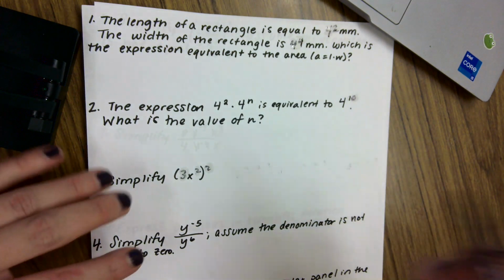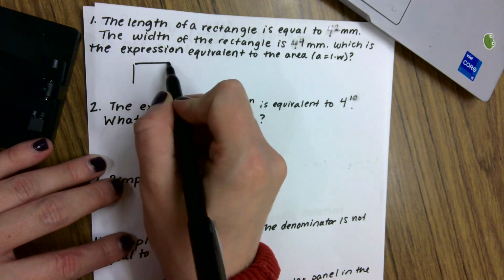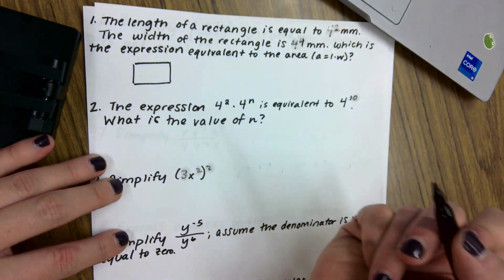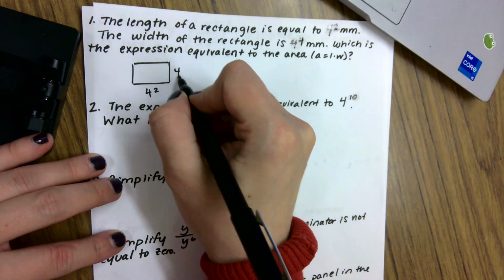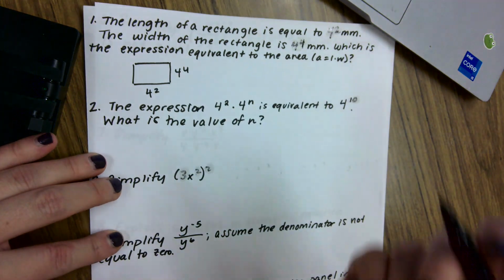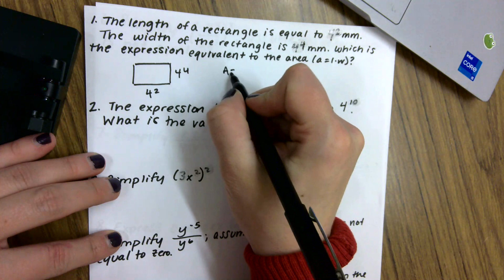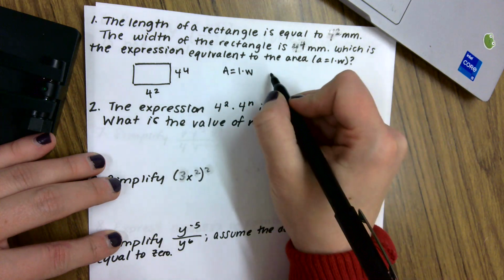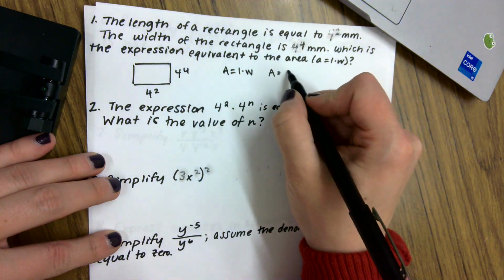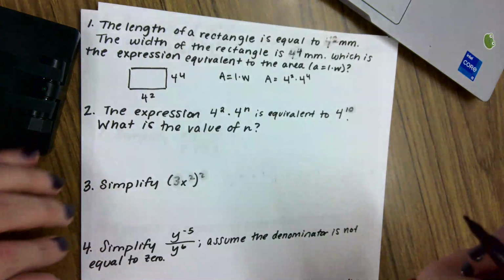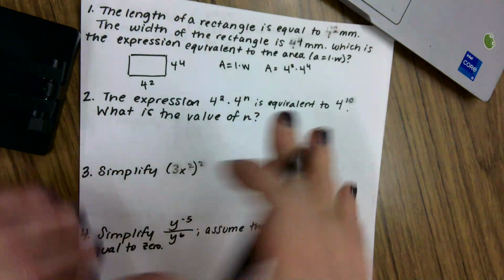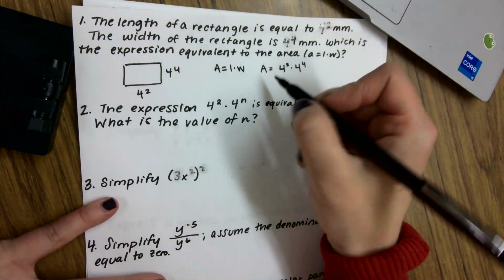Okay, so number 1, the length of a rectangle. If they tell you a shape, draw it. The length of a rectangle is equal to 4 squared, and the width is equal to 4 to the 4th. Which expression is equivalent to the area? Area equals length times width. Now, 4 to the 4th is definitely bigger than 4 squared, so ignore the actual scale.